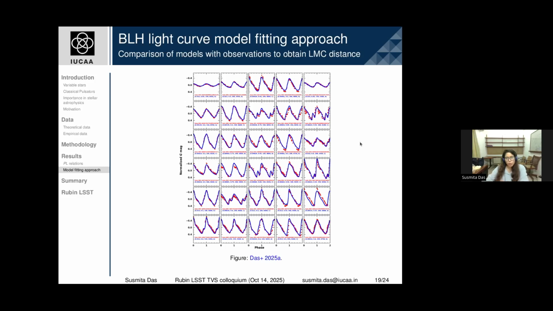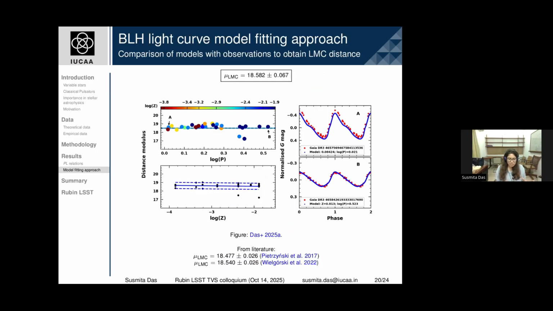So now we have the reassurance that our models are doing quite a good job when comparing with the observed light curve structures. So tracing back, all of the PL relations that we have obtained so far do make sense. Using all of these model observed pairs, we computed the distance to the LMC, which is within the bounds of what has been previously studied in the literature.